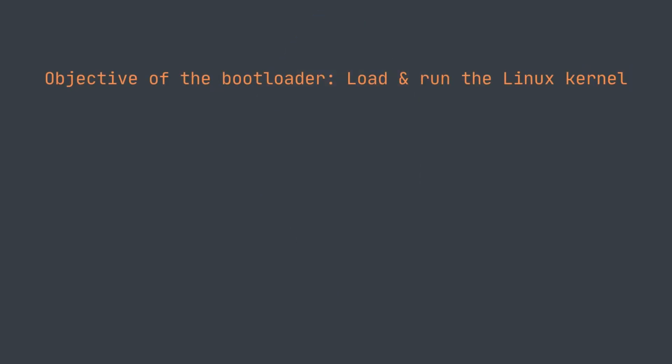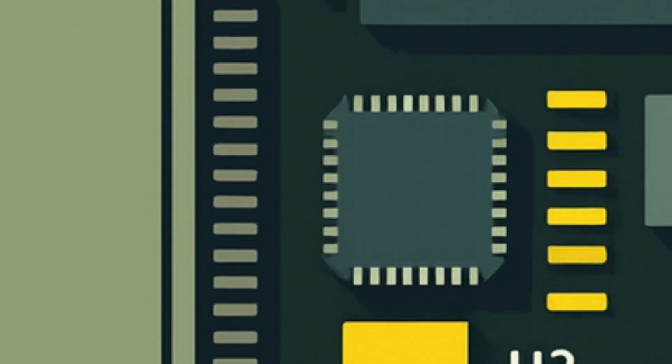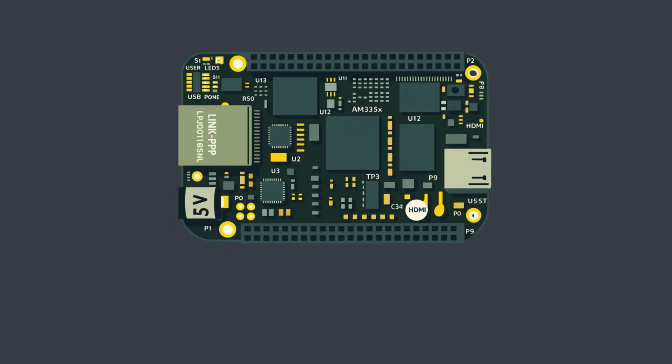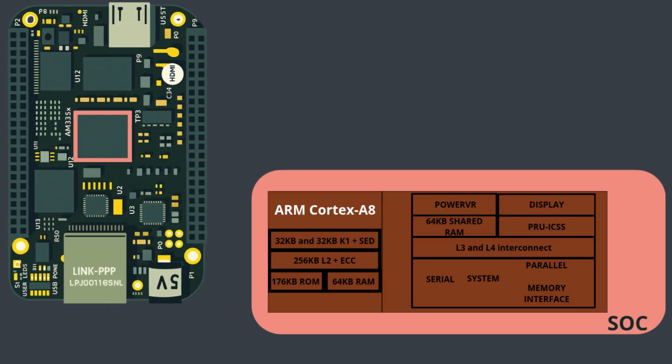To summarize, the objective is to load and run the kernel. This job is done by the second stage bootloader, U-boot in our example. So at this point, you might be wondering, why can't the system jump directly from the boot ROM to U-boot, which will load the kernel afterward, right? So what is the purpose of the first stage bootloader? To understand why we need multiple boot stages, we first need to look at the hardware, specifically the SoC, the system on chip. The SoC is essentially the brain of the entire board.